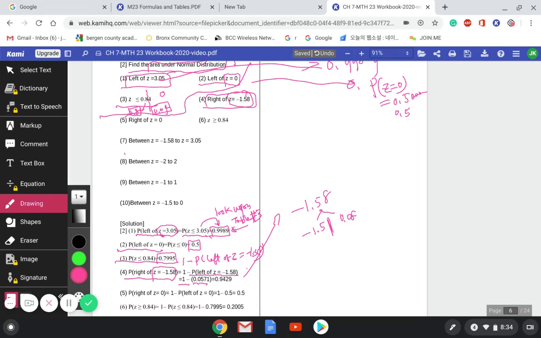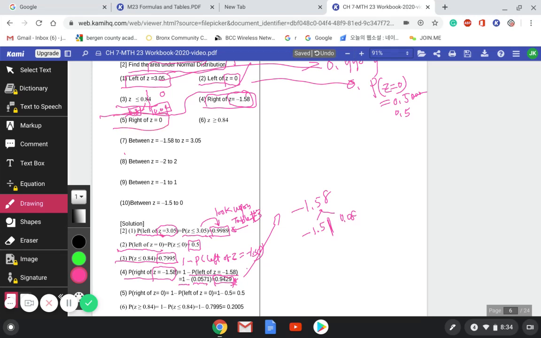So you do 1 minus 0.0571. So the final answer for the probability of the right side, which is 1 minus the left side, is 0.9429. Does everybody understand? Yeah, it's a pain in the neck that you have to do one more step, but that's how it goes, okay? Because of the way their table is designed, it only gives you the left side. So to find the right side, you have to do 1 minus the left side.